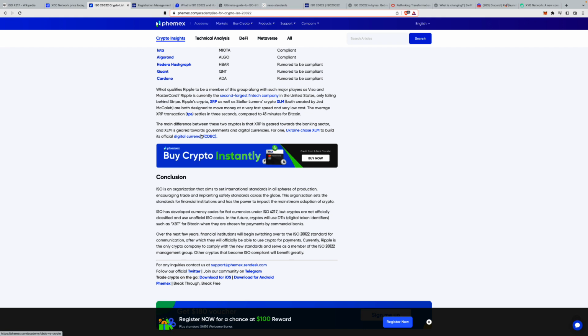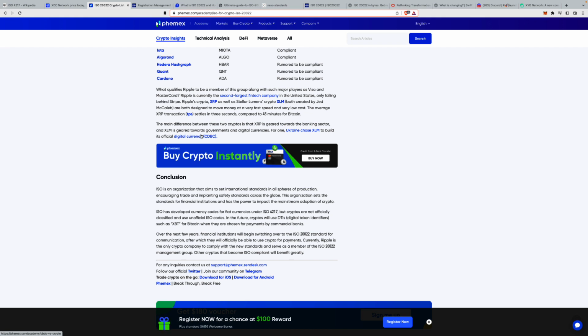Conclusion: ISO is an organization that aims to set international standards in all spheres of production, encouraging trade and implementing safety standards across the globe. This organization sets the standards for financial institutions and has the power to impact the mainstream adoption of crypto. ISO has developed currency codes for fiat currencies under ISO 4217, but cryptos are not officially classified and use unofficial ISO codes. In the future, cryptos will use DTIs, digital token identifiers, such as XBT for Bitcoin, when they are chosen for payments by commercial banks.